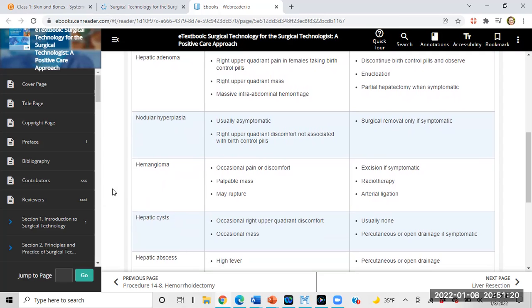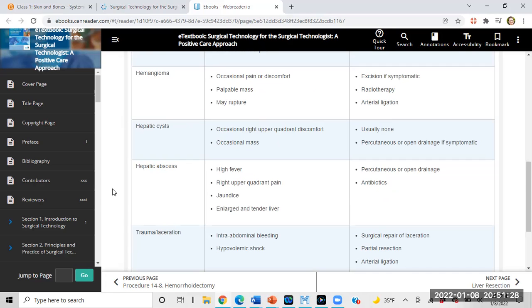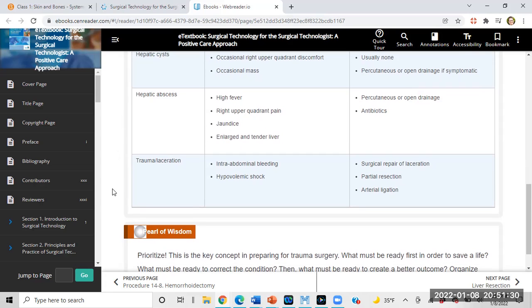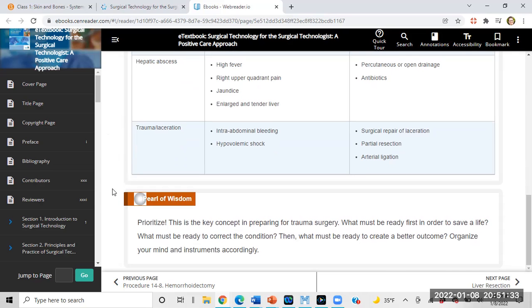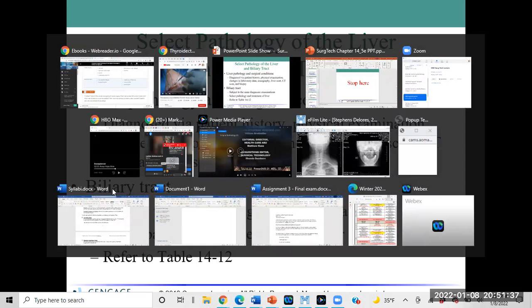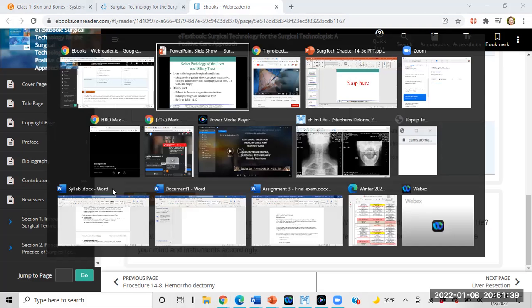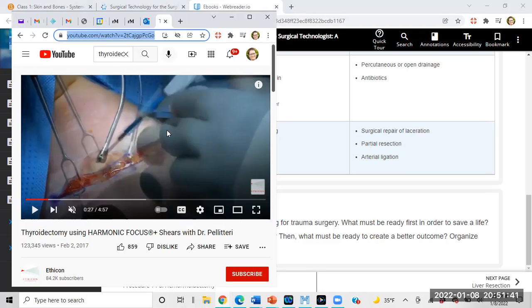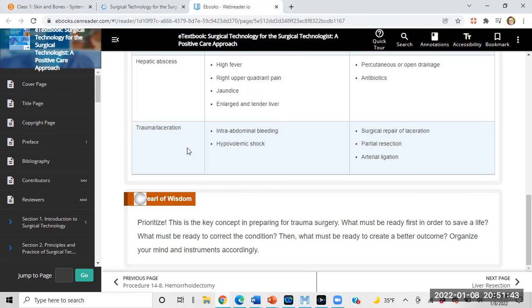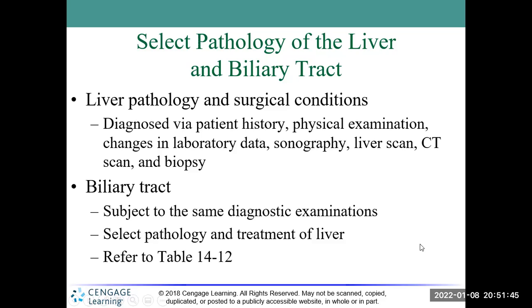Hepatic cyst. This is a cyst within the liver, as well as an abscess in the liver or trauma, and that includes a laceration. So this is actually one of some of the videos that I had found for you guys, and I've got the links in the PowerPoint for you.